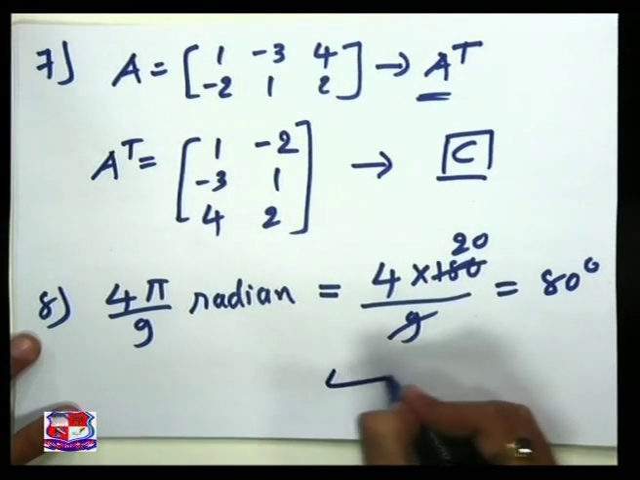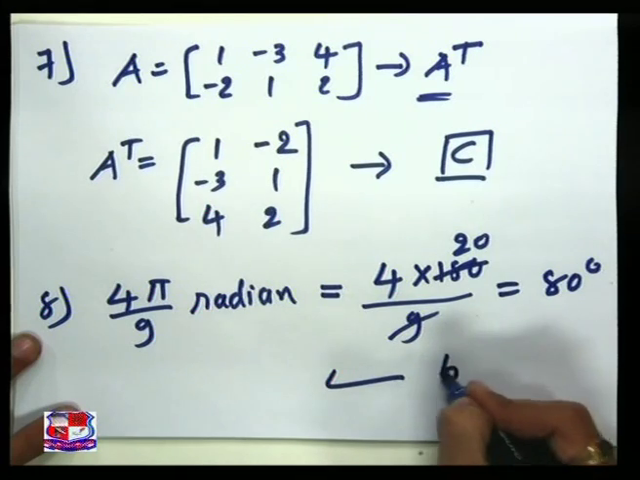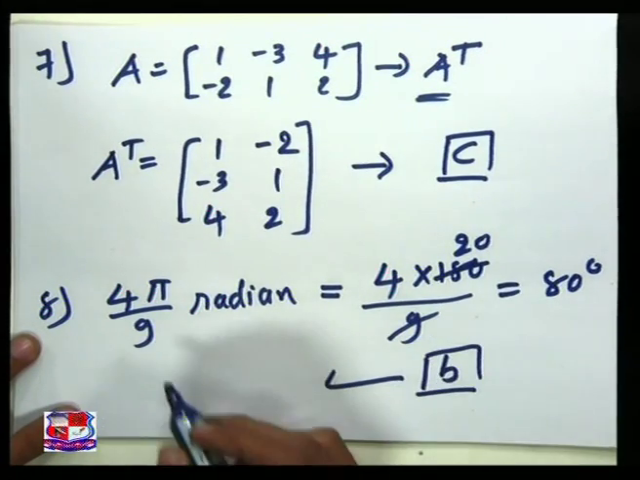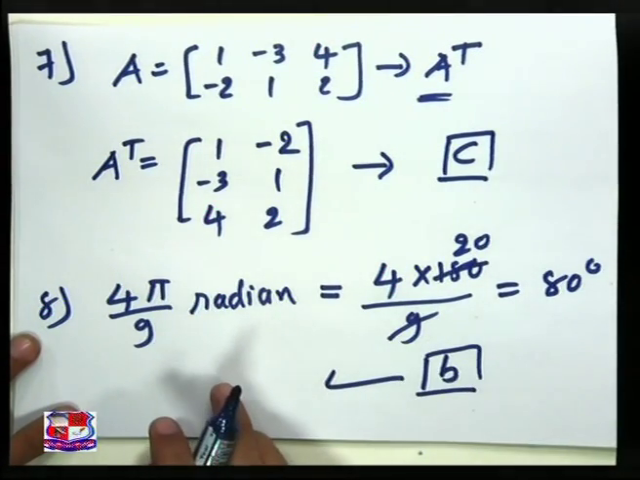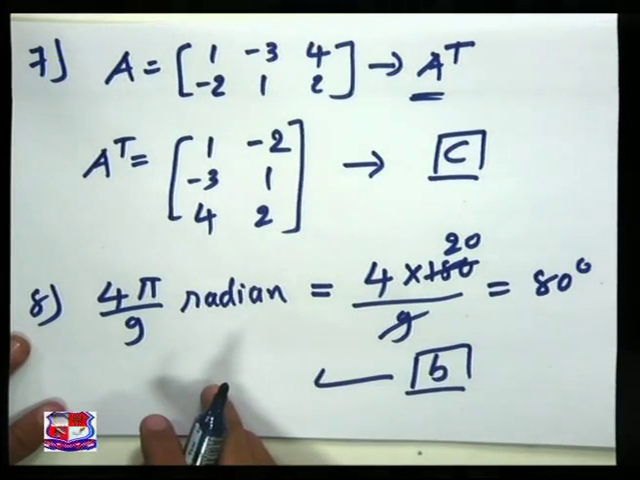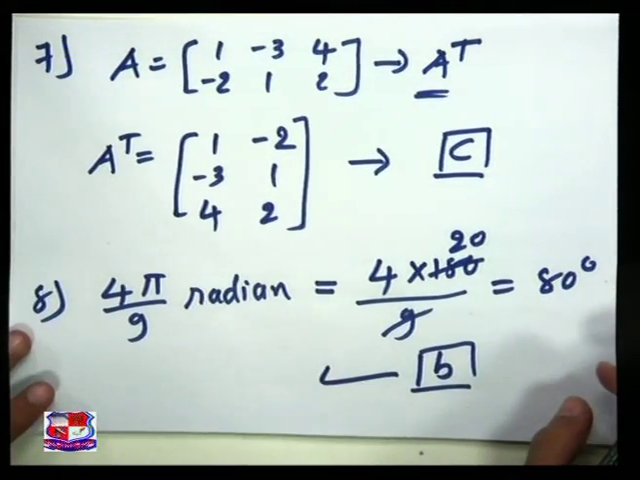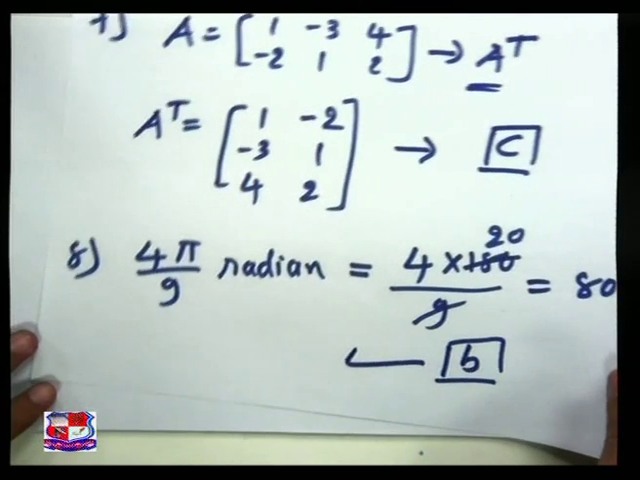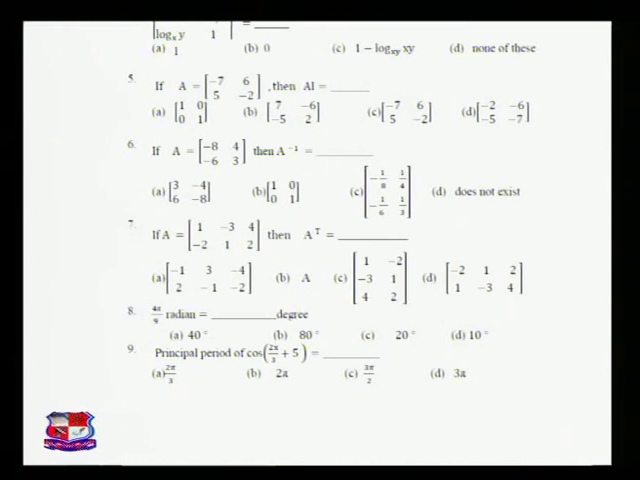So now our answer for the eighth question is option B, because pi radian is equal to 180 degree, as we all know. So this is the solution of the eighth blank. Let us quickly move to the ninth question.